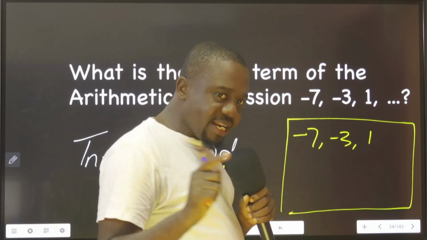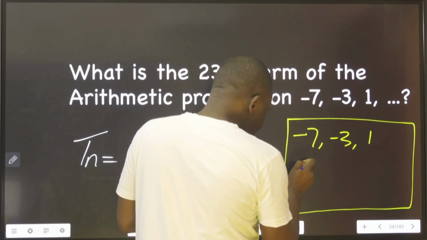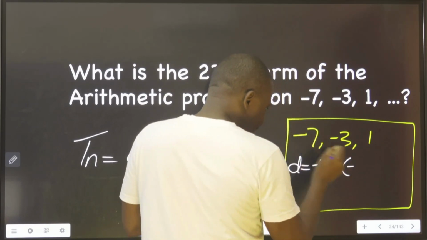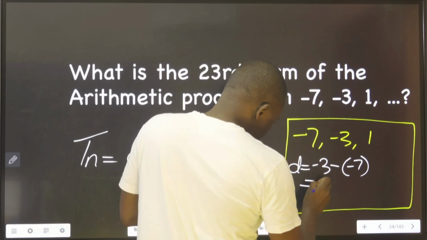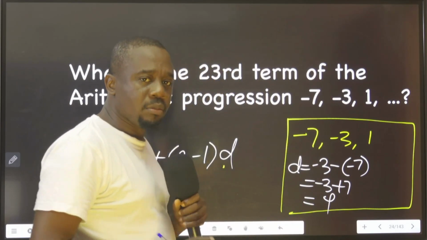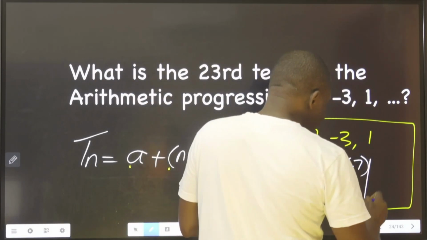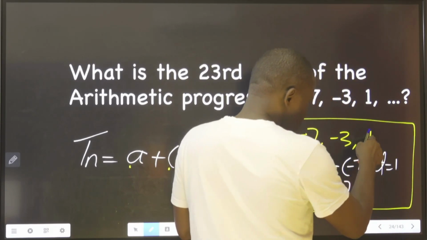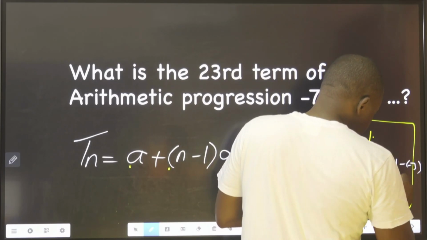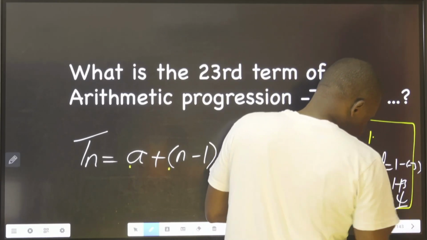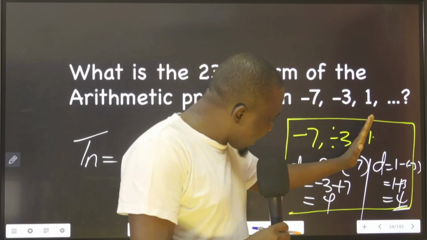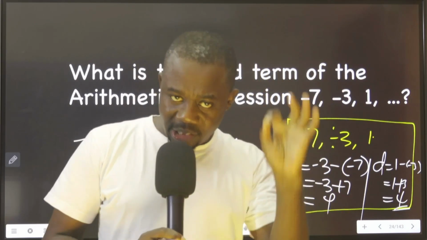How do we know there is a common difference? That's to say, d is equal to minus 3 minus the first term, which is minus 7, which is minus 3 plus 7, which is 4. If we go ahead again, 1 minus minus 3, that is still 4, because the difference between this and this, and between this and this, is 4. It is constant.